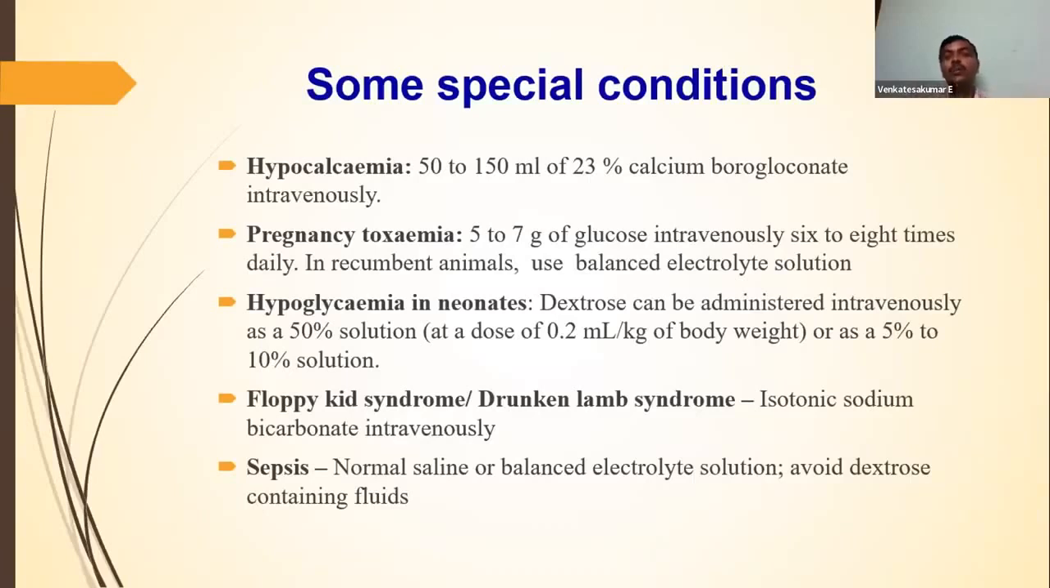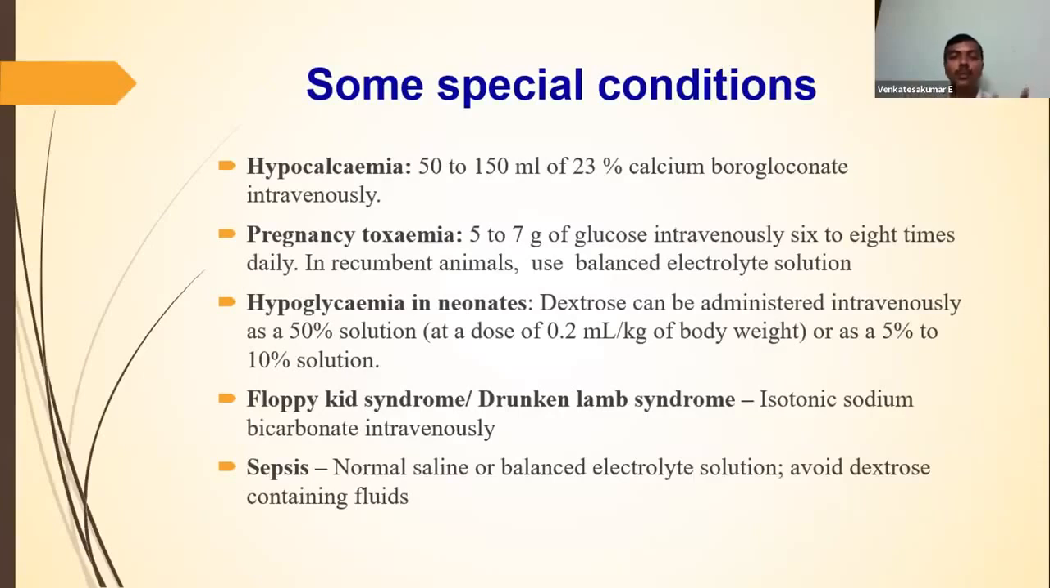Nowadays, we are encountering some similar conditions: recumbency, abdominal distension with slight diarrhea. Those conditions come under the category of floppy kid syndrome or drunken lamb syndrome. This is a common managemental problem we are experiencing in field conditions. In these conditions, if you give glucose or dextrose-containing solutions, you may lose that animal. So you have to get the history properly and observe the animal properly. Abdominal distension is not there in hypoglycemic animals. Abdominal distension with a splashing sound is there in floppy kid syndrome or drunken lamb syndrome.